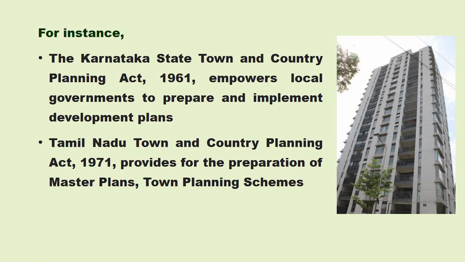For instance, the Karnataka Town and Country Planning Act 1961 empowers local governments to prepare and implement development plans, town planning schemes and zoning regulations to regulate land use and ensure planned development. Similarly, in the state of Tamil Nadu, the Town and Country Planning Act 1971 provides for the preparation of master plans, town planning schemes and development plans to regulate the use of land and ensure sustainable development in the state.